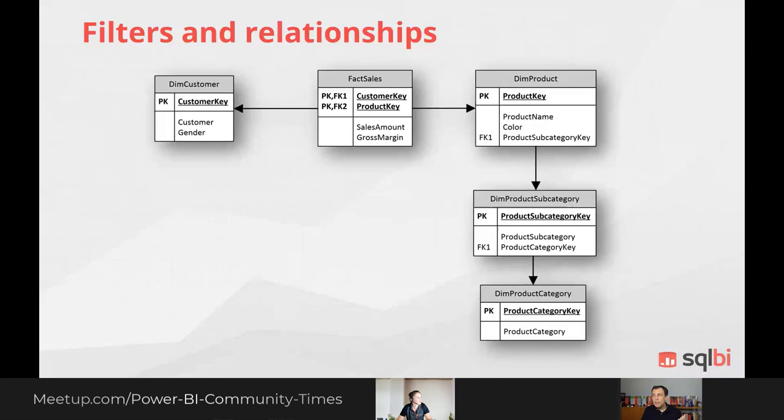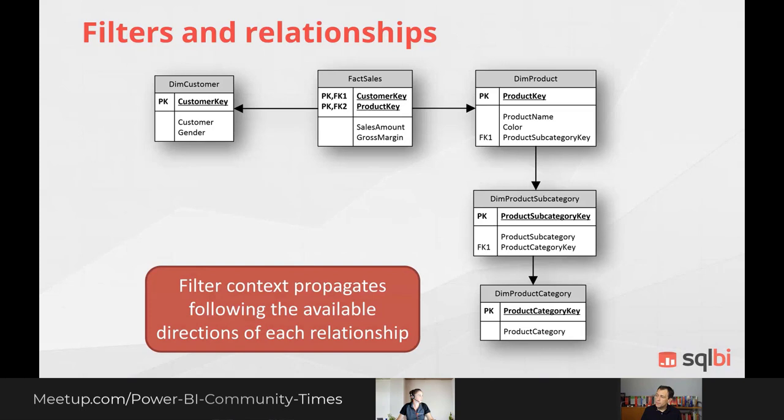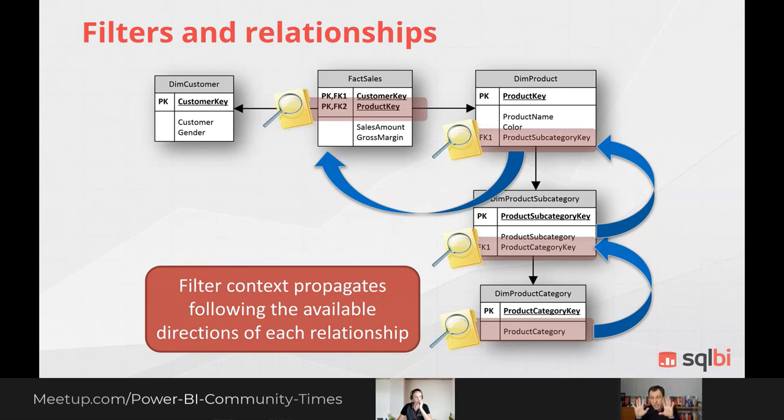Well, the filter context actually propagates automatically through relationships, following the filter propagation direction. For example, here we have a sales table connected to product and customer, and then product is connected to subcategory and subcategory to product category. So if I apply a filter to one category, the filter propagates to the subcategory, to the product, and to the sales. And then it stops. By default, the filter does not propagate over that limit. Unless we have a bidirectional cross filter.